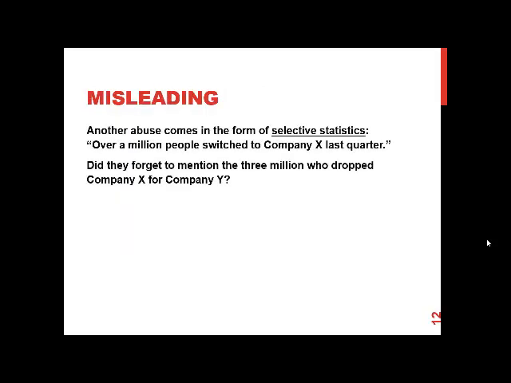Another abuse comes in the form of selective statistics. Over 1 million people switched to Company X last quarter, but they disregard the fact that 3 million people dropped Company X and went to another company. It's easy to give a sliver of the picture and only give what you want to show. Those are selective statistics.